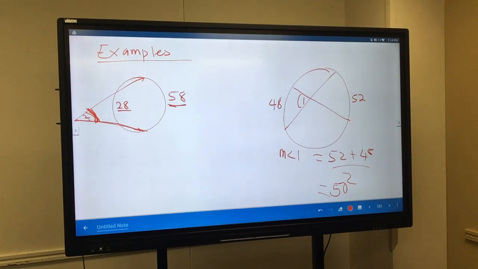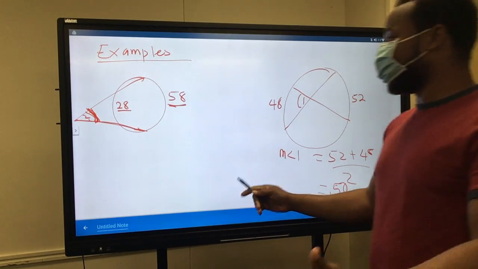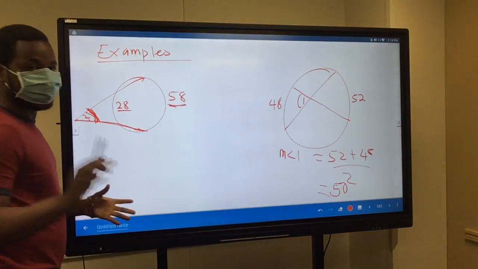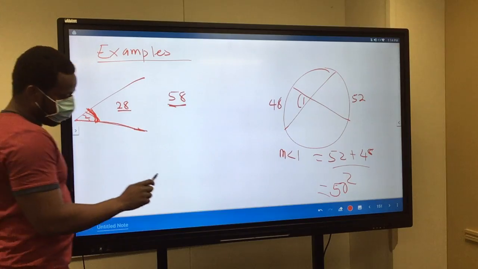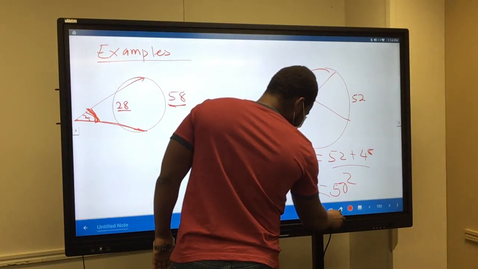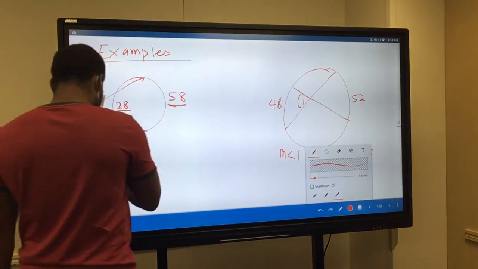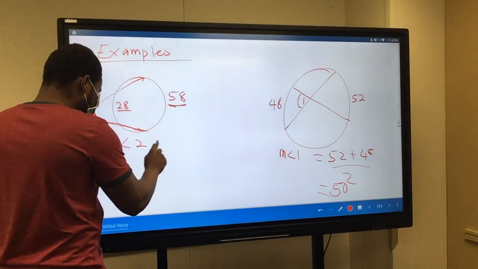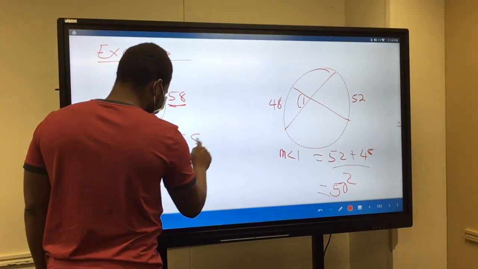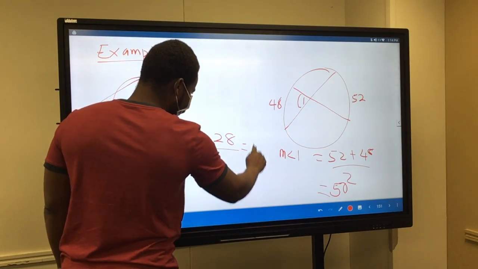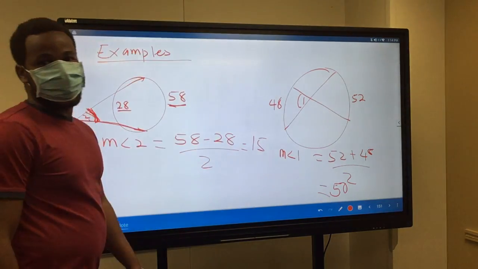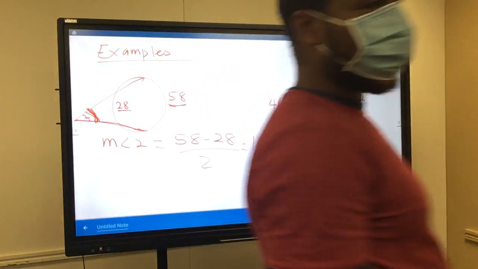Okay, alright guys. So everybody knows that outside means what? Subtract, right? So the measure of the angle at 2 will be equal to 58 minus 28 over 2. And that's what? 15. You see that? Perfect.